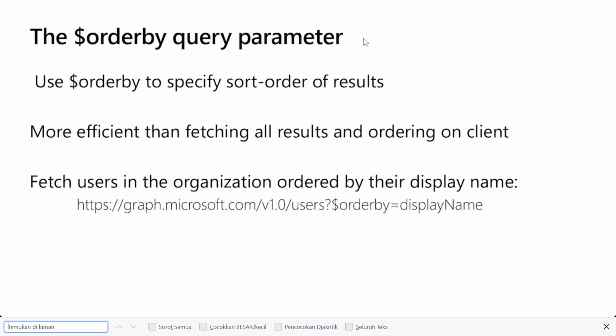You've got the order by capability. And this is great because you can be much more efficient and leverage the server to pre-sort and produce the results for you. Definitely more efficient than trying to do it on the client side. And here's an example where you're going to fetch users in the organization and then order them by their display name.